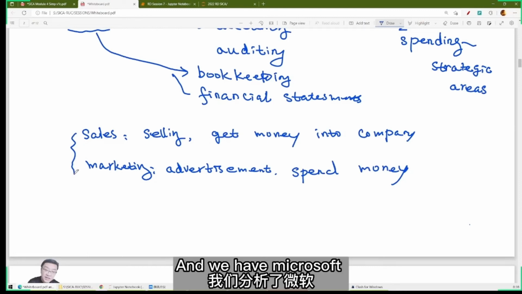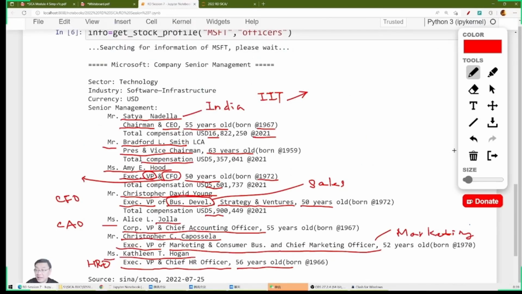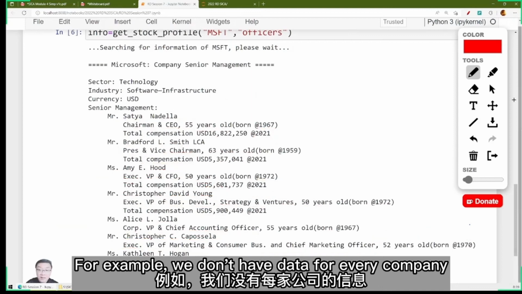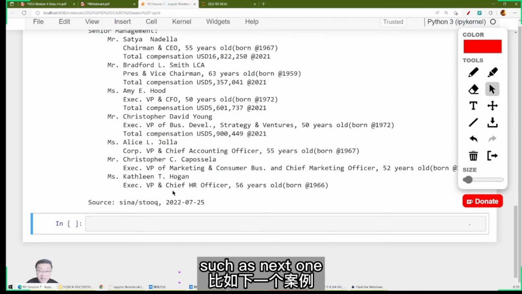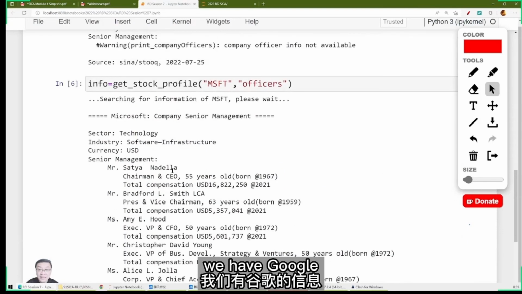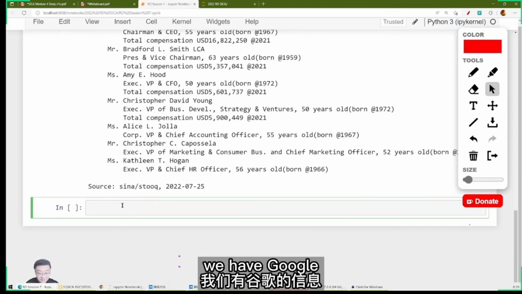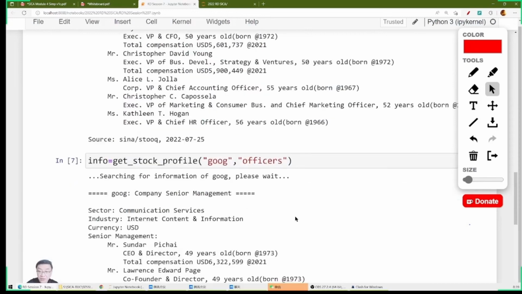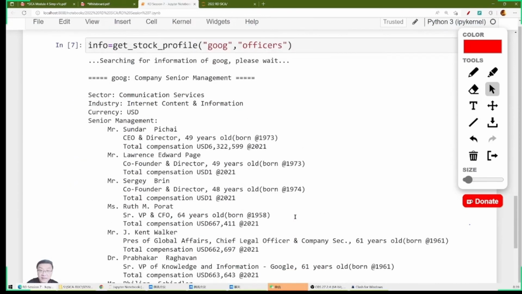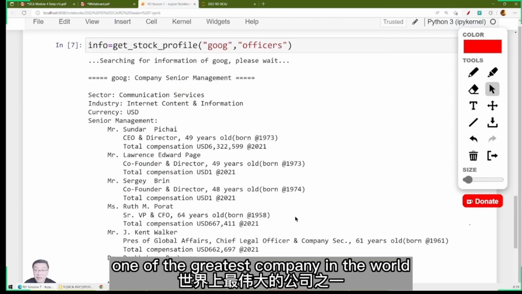And we have Microsoft. Of course, we can have another one. We don't have data for every company, but we do have data for some of the very famous companies, such as next one, probably we have Google, right? Here we have Google. First, let's check for Google. Yeah. So Google is another one of the greatest company in the world.